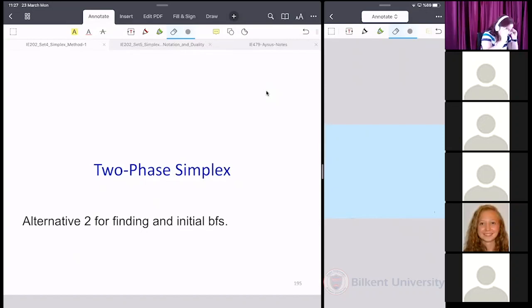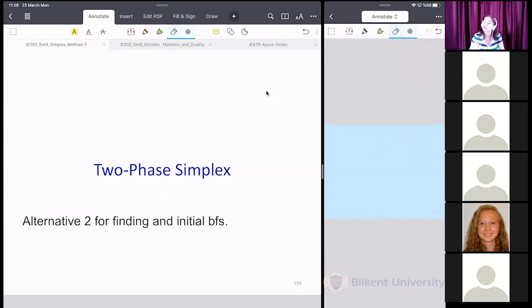As I just said at the very last minute of the previous hour, how big the M is going to be and how it's going to be handled in computer programs is not that easy. In order to remedy that problem, another method is proposed, which is called the two-phase simplex method. The main idea is again the same. The very first steps, the inclusion of the artificial variables, are still the same.